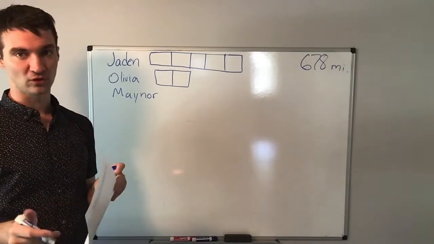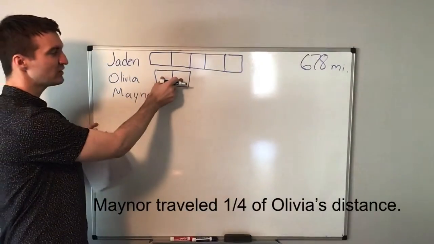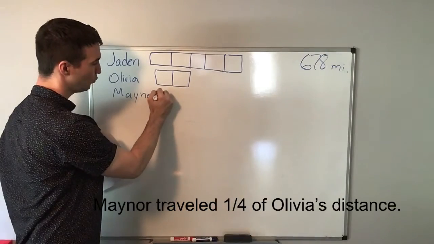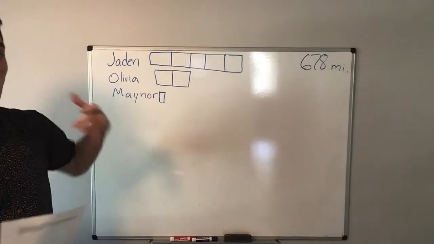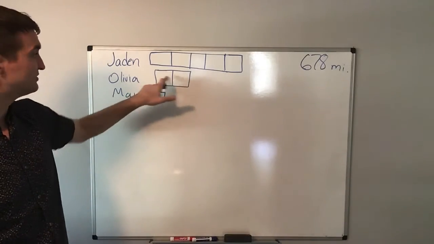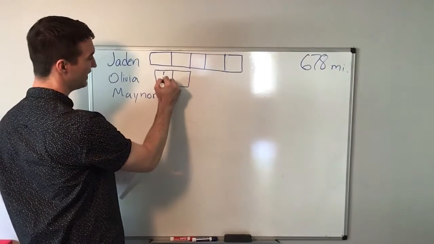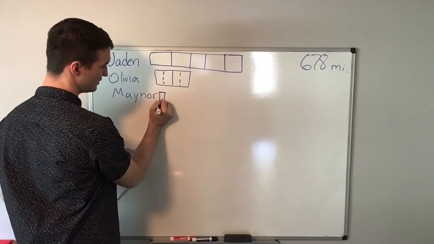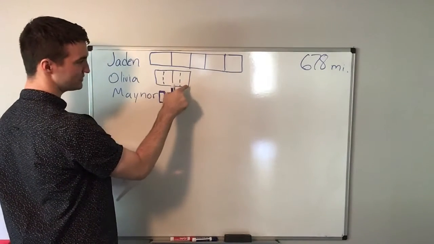Maynard traveled 1/4 of Olivia. Now, Olivia only has 2 units. So if Maynard traveled 1/4, to accurately represent that and compare that to these, what I'm going to do is take her halves here, she has 2 halves, and split them. Why? Because I want equal units to that one. So Maynard had 1/4 of what she had.